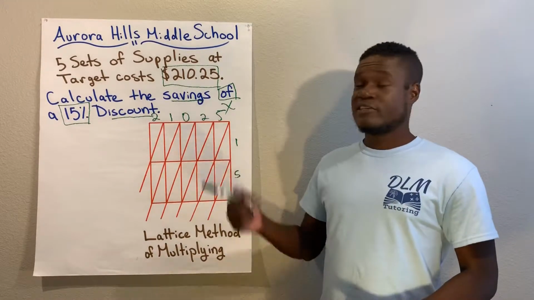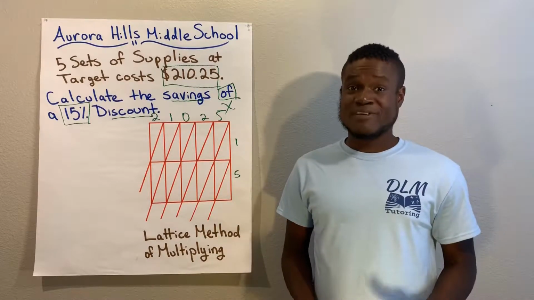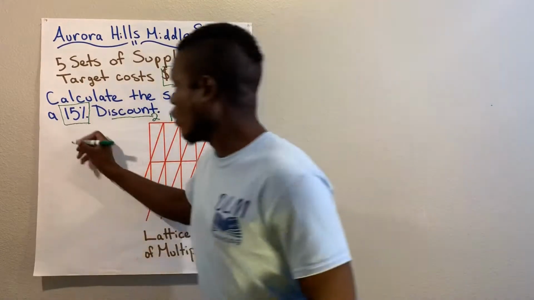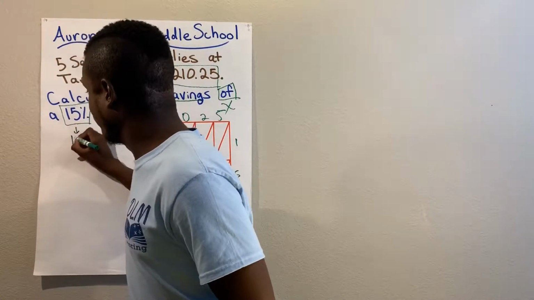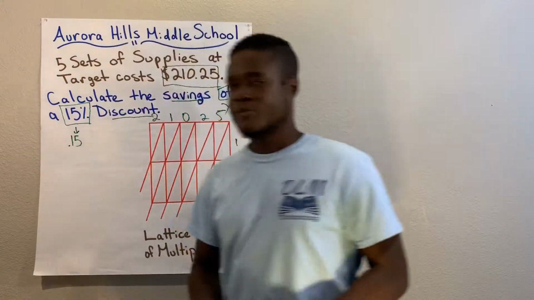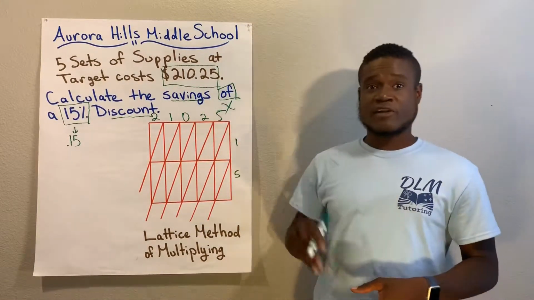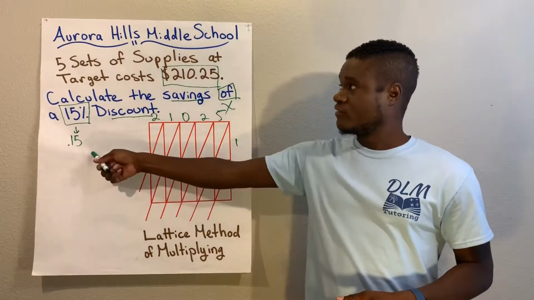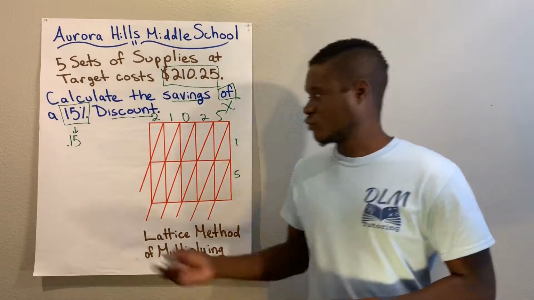Now, when I look at 15%, I know that 15% as a decimal is going to be 15 hundredths. So I'm going to change this number to 15 hundredths. And so again, I'm multiplying because of the word of, 15 hundredths times 210 and 25 hundredths.